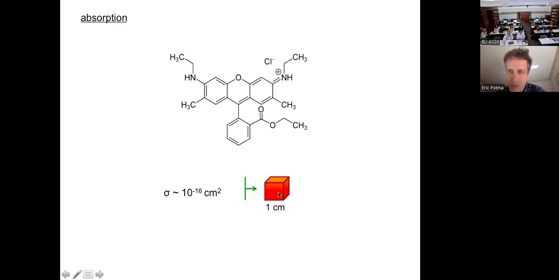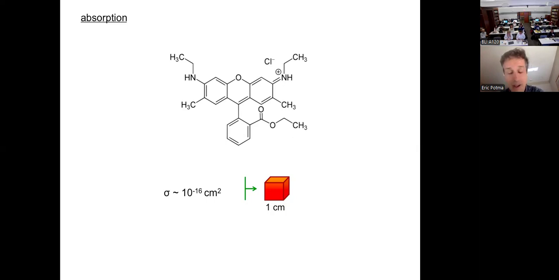And inside this cube, I'm going to put in these rhodamine molecules. And my question to you is very simple. How many of these molecules do we have to put into this little tiny cube to be sure that this single photon will be absorbed? Think about it for maybe a couple of seconds. If you know the answer, just let me know. Anybody?